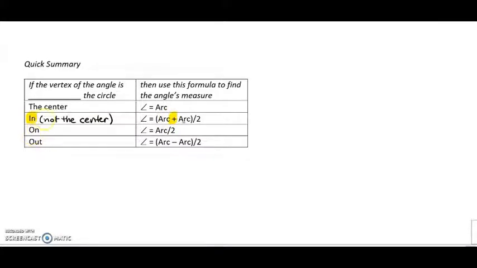If the vertex is on the circle, we learned in 9.2 that the angle is equal to the arc divided by 2. And then if something is out, like baseball, you're out of here. If it's out, that's a bad thing, so that's a negative. So the measure of the angle is equal to the arc minus the arc divided by 2.